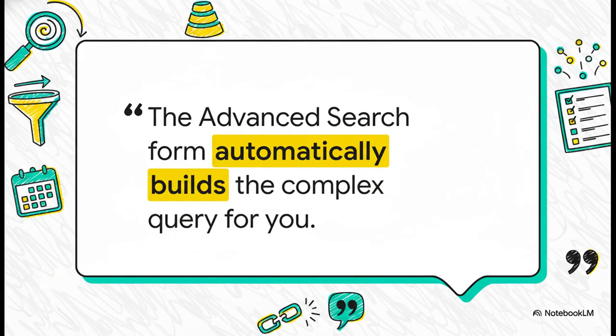So what's the trick here? Well, it's not really a trick. All that form does is automatically build this complex-looking search string for you. You see the quotes, the minus sign, the 2 dots for the date range. You could type all that yourself, but why would you? The form makes it completely foolproof.